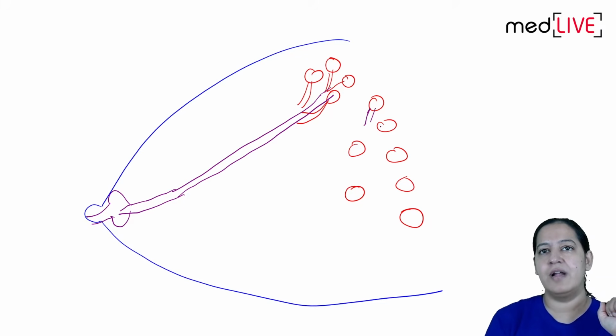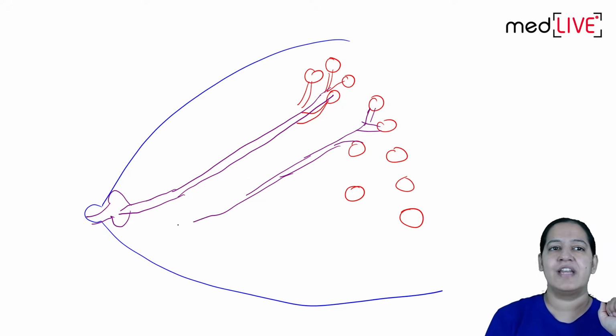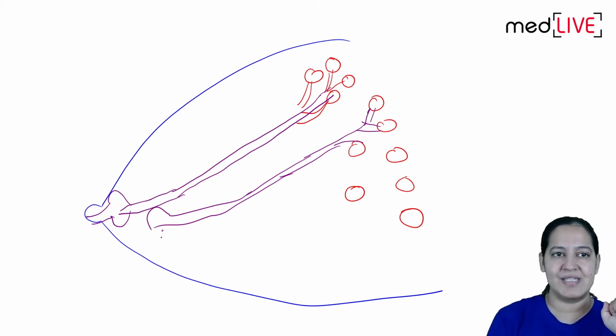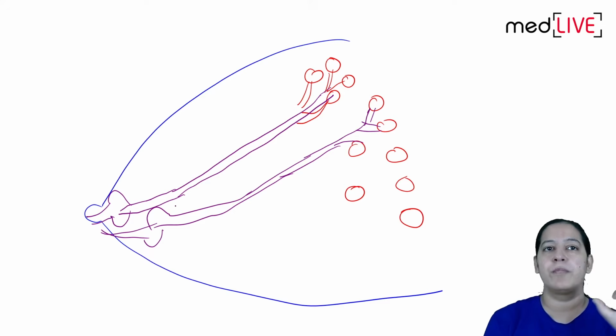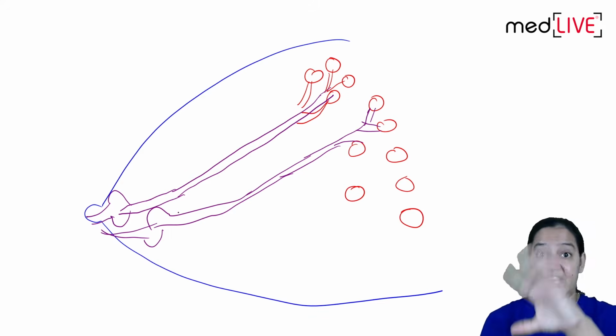So ductules or acini open in the terminal duct, the terminal duct opens in the lactiferous duct, the lactiferous duct opens in the lactiferous sinus, and the sinus opens in the nipple. This is how the whole breast is formed. This is the main epithelial component.